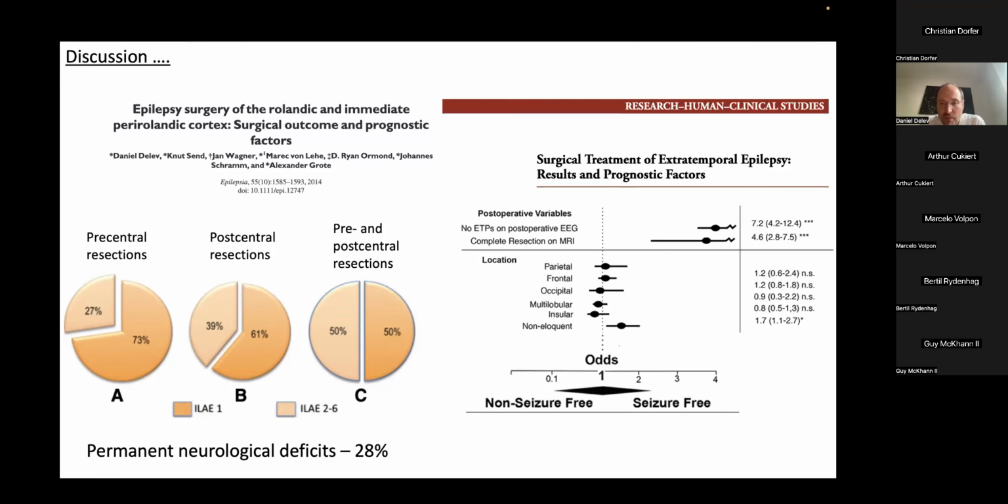On the other hand, when we discussed this case, we always had this problem going for surgery, at least at the beginning, because we knew that the best predictive factors for extratemporal epilepsy to become seizure-free are if it's non-eloquent and if you can achieve complete resection on MRI, which is why we knew from the beginning that this might not be possible. And with this case, I would like to end the presentation, and I hope for a very vivid discussion and many questions. Thank you.